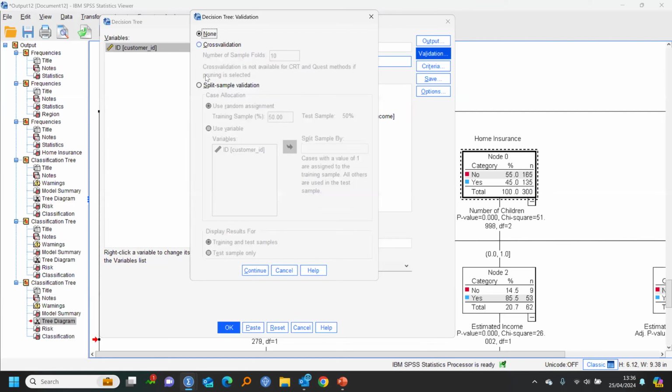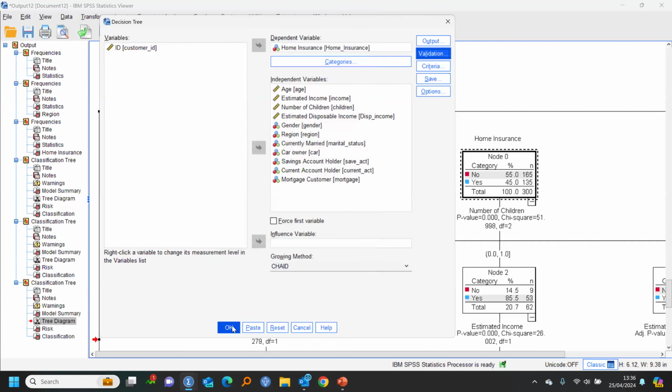And there are different types of validation. One which I'm going to dwell on here is simply to split the data, the 300 cases, into a 50-50 split and say, I want you to build the model on, that's called the training sample, on 50%, and I want to test it on the 50% that haven't been included in the model. So if we held back half the cases, how accurate would the model be? Well, we click continue and OK.